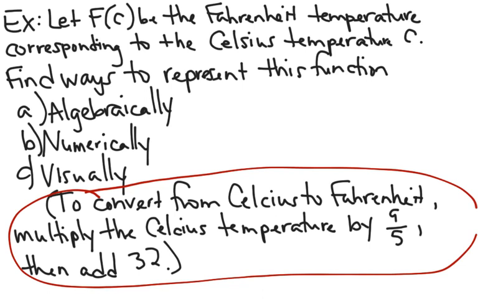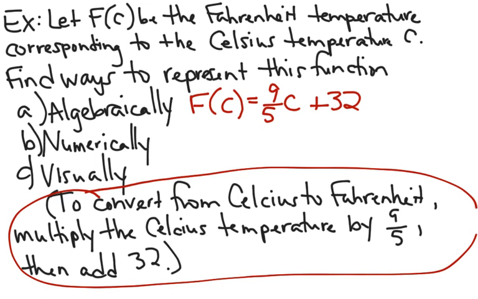To convert from Celsius to Fahrenheit, to find the function f of c, first you multiply the Celsius temperature by 9/5, and then you add 32. And that is the algebraic way of representing that function.